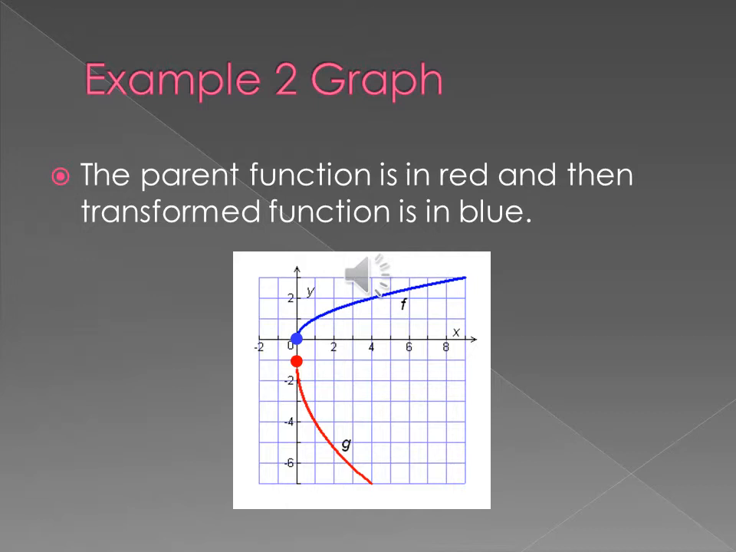This is the graph you should have gotten for example 3. Notice that it's been translated down 1 unit, reflected around the x-axis or flipped upside down, and stretched by a factor of 3. So instead of the point 1, 1, we're going from the first point over 1 and down 3, and that's how we stretch it by a factor of 3.